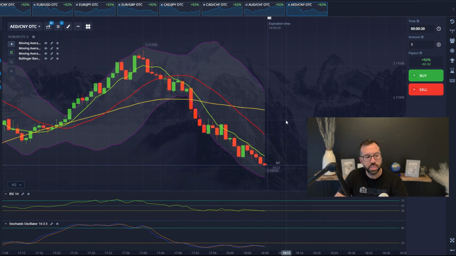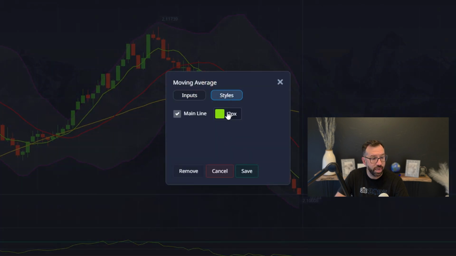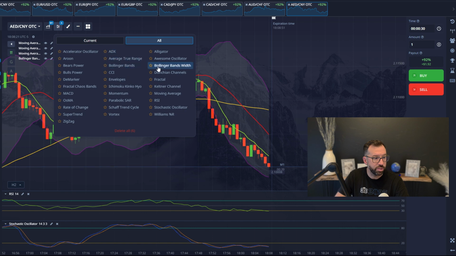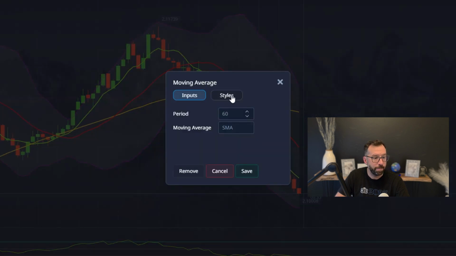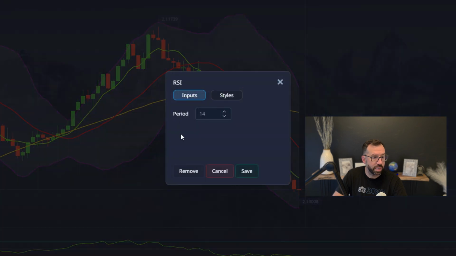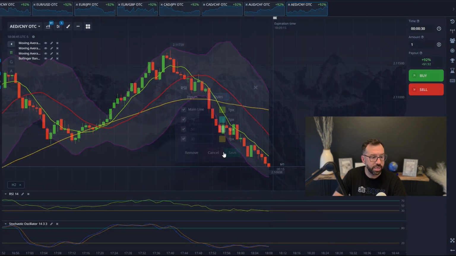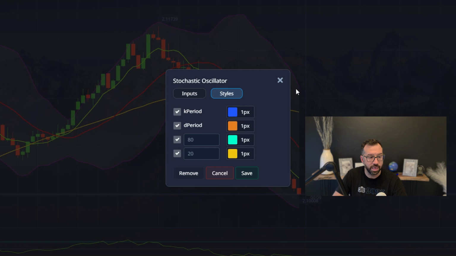So we have the green line here, which is the 7 SMA at 2 pixels. It's the moving average indicator, which is right here. The green is set to 7 SMA, and the yellow is set to 60 SMA. All right, and then the red is set to 20 SMA, and I changed them all to 2 pixels. Then down here the RSI is 14, and this is just the standard setup, whatever the system gave me. And then the stochastic oscillator is 14, 3 and 3 SMA, and I left this the same as well.